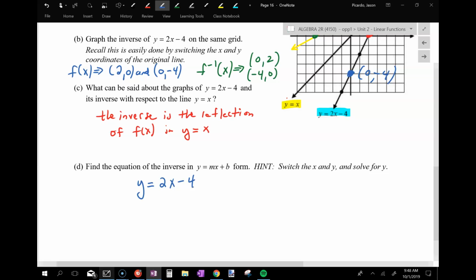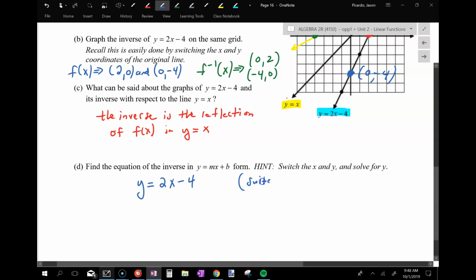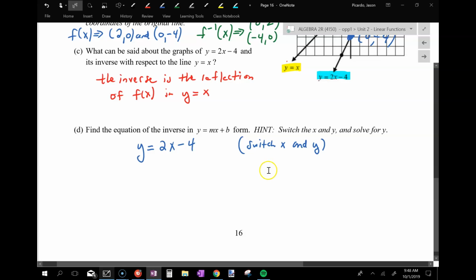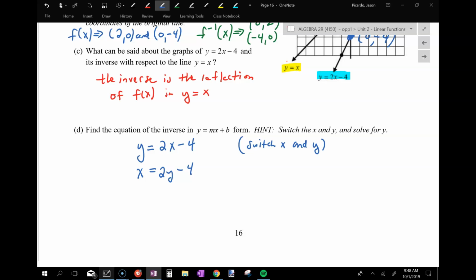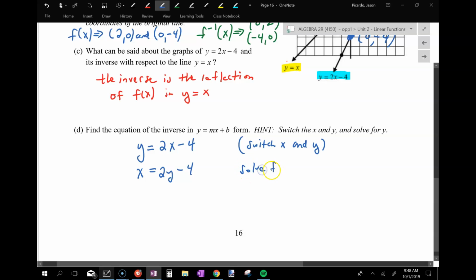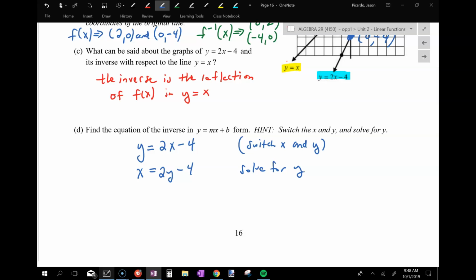Now, what is my rule for an inverse? Switch the x and y. Well, if I switch the x and the y, what does this become? X equals 2y minus 4. So you guys see how I just swapped them. I literally swapped them. And now I'm going to solve for y. So if I solve for y, what do I need to do? Give me something to get y alone. Go ahead. Before that, add the 4.